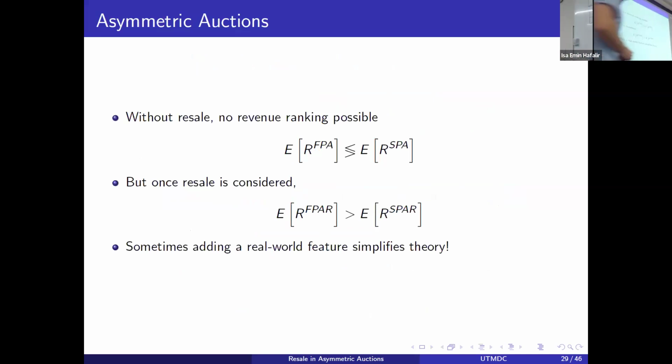All right, so now I'm ending my main presentation for the first paper. The 2008 AER paper finds that although without resale no revenue ranking is possible, once resale is considered, the revenue ranking is established, and first price auction always generates a higher revenue than second price auctions. So this is our one-liner: sometimes adding a real world feature simplifies the theory.